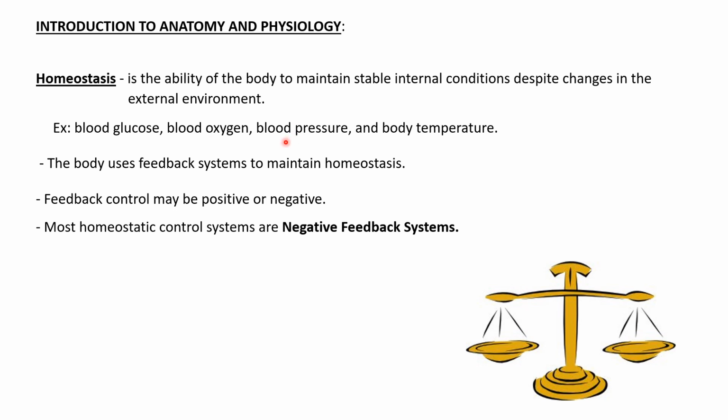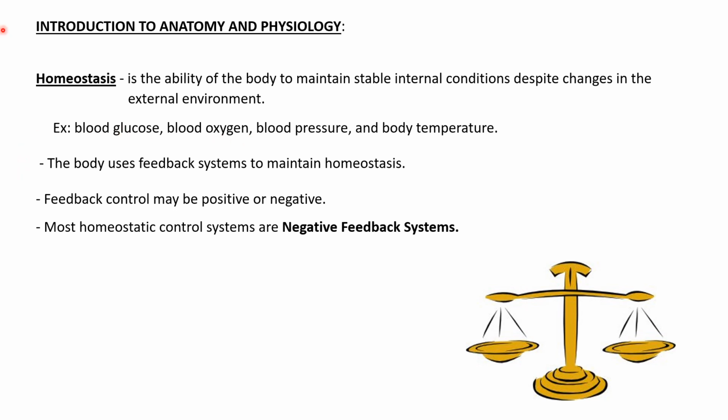So blood pressure 120 over 80, and sometimes it's lower, sometimes it's higher, but homeostasis is maintaining stable internal conditions despite changes in the external environment. And when something like this is not being maintained at a stable level, or if it's too high or too low, then that is a disease state.